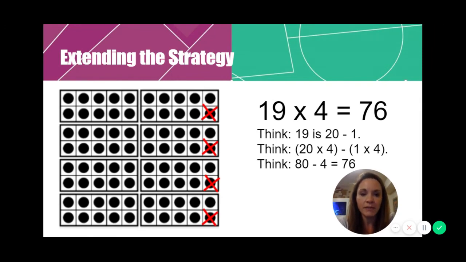I know 20 times 4 equals 80, and I'm going to take away 1 more group of 4. 80 minus 4 equals 76. That's the same as 19 times 4, or 4 times 19.